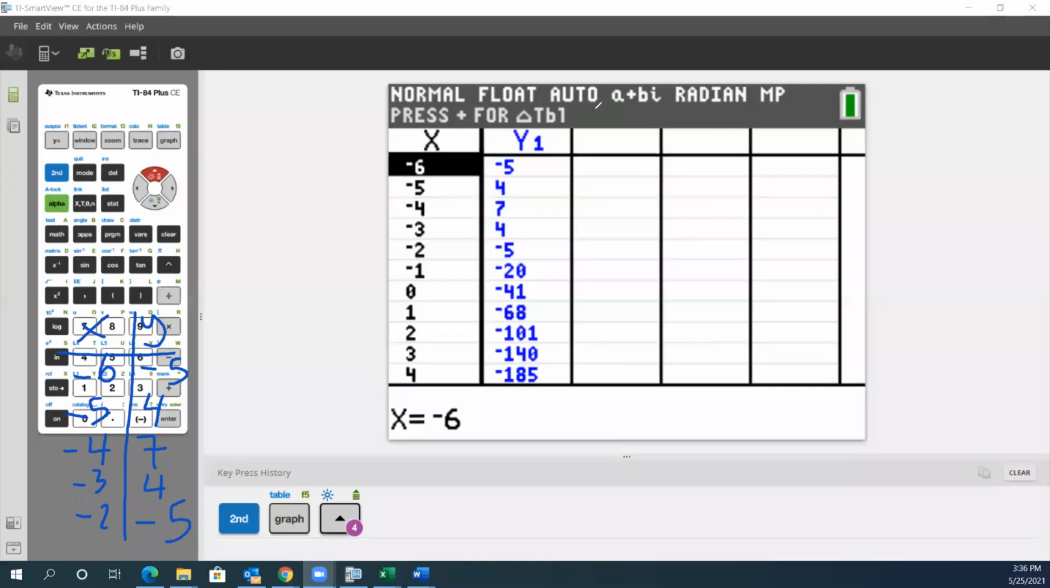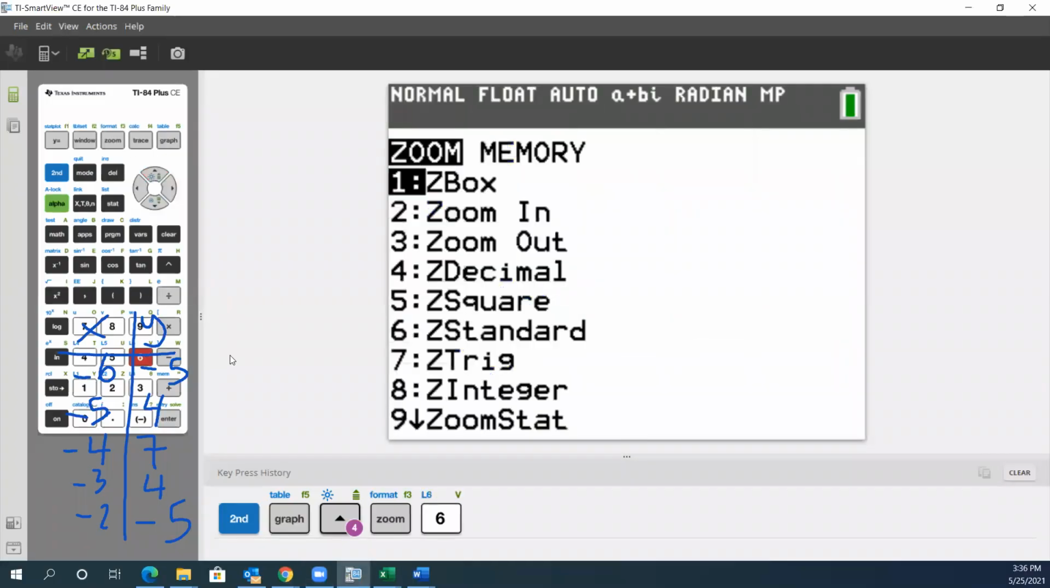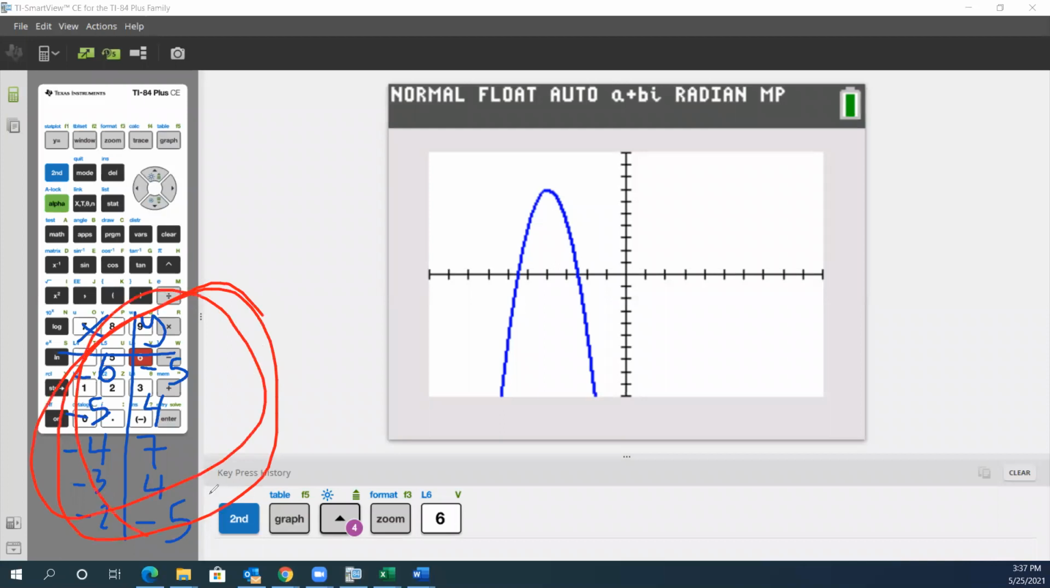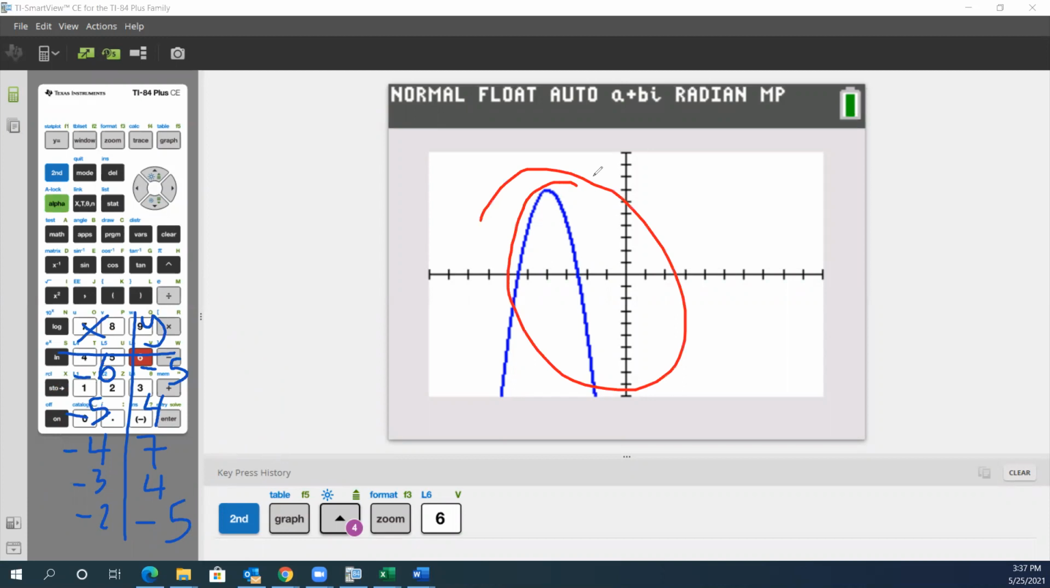And of course, you could always just look at the graph and say, all right, this is what it's supposed to look like. So when you plot your 5 points, it should look like this. Okay. Now we've got the vertex here right in the middle at -4, 7. Boom, boom, boom, right there.